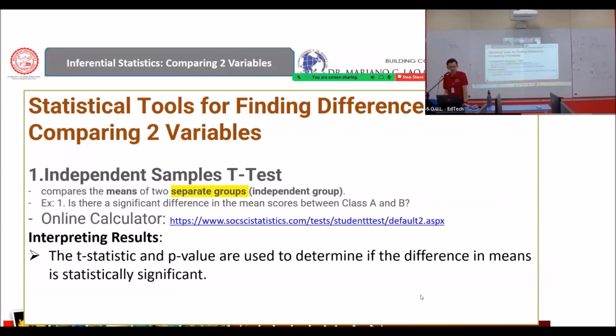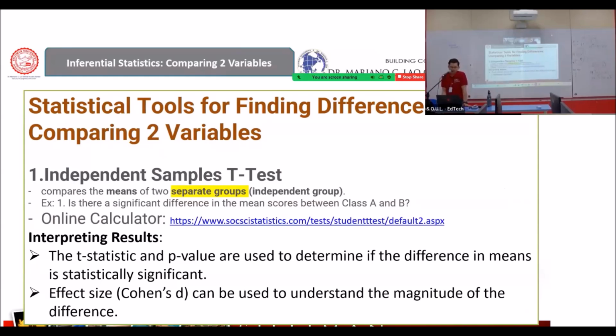This is how to interpret the statistics. The p-value is used to determine if the difference in means is statistically significant. The Cohen's d can be used to understand the magnitude of the difference. For now, let's just skip Cohen. Remember, we already determined that there is a difference. But the next question, if we go into a more detailed problem, is what's the condition of the difference? Is it high or low?